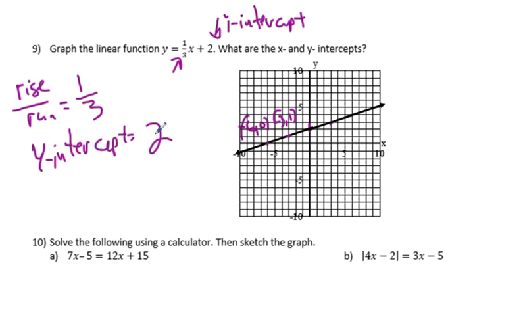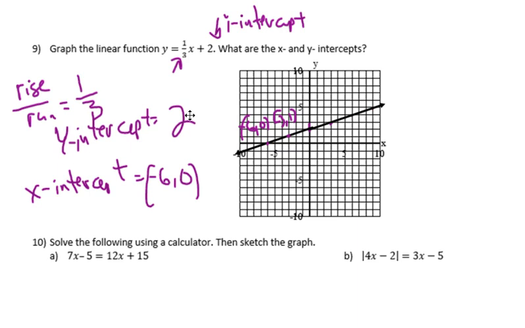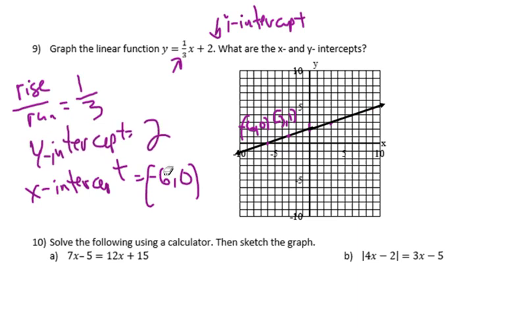So the x-intercept is at the coordinate negative 6, 0. And we'd better make the y-intercept a coordinate too. So the y-intercept is going to be the point 0, 2.